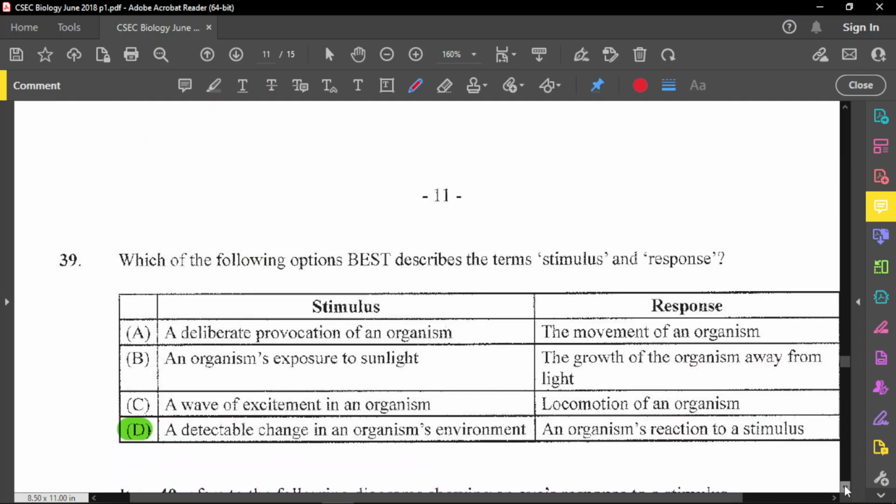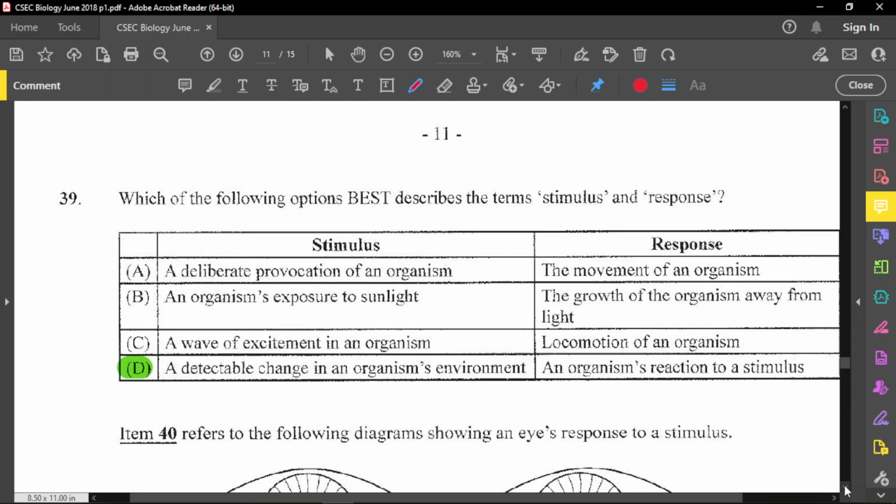All right, so let's jump to 39. 39 says, which of the following options best describes the term stimulus and response? A stimulus is something that can be detected in the environment, so any changes within the environment. So we're going to work with our D right here. And again, an organism's reaction to the stimulus, definitely so. All right, so 39 is D.